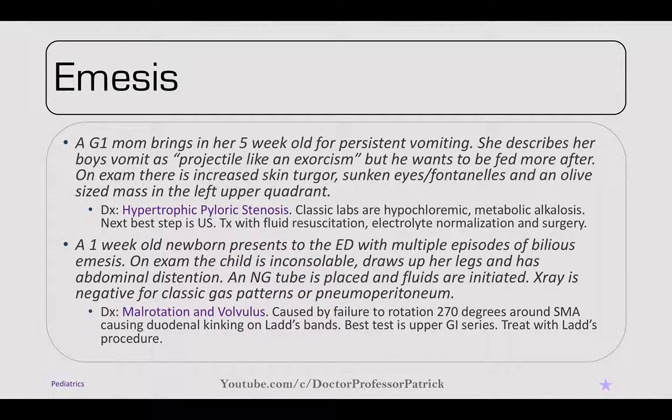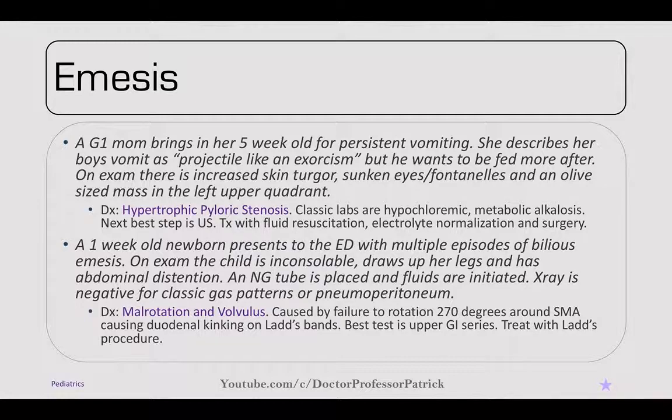Next, we've got a 1-week-old newborn presenting to the ED with multiple episodes of bilious emesis. On exam, the child is inconsolable and draws up her legs and has abdominal distension. An NG tube is placed and fluids are initiated. X-rays are negative for any classic gas patterns or pneumoperitoneum, so this isn't NEC or one of the obstructive causes. And we want to look for malrotation and volvulus.